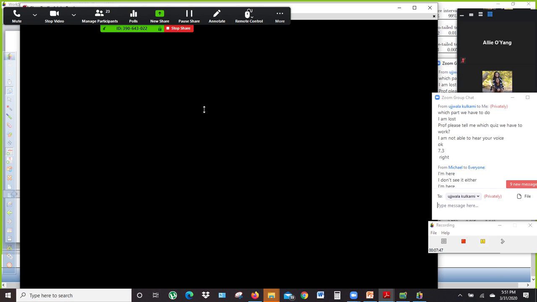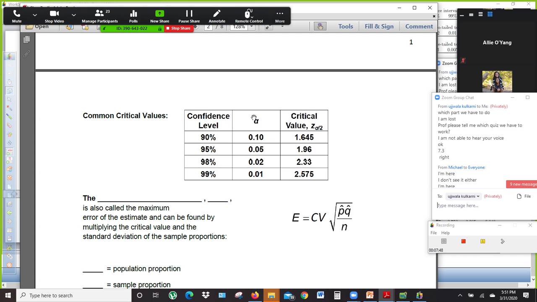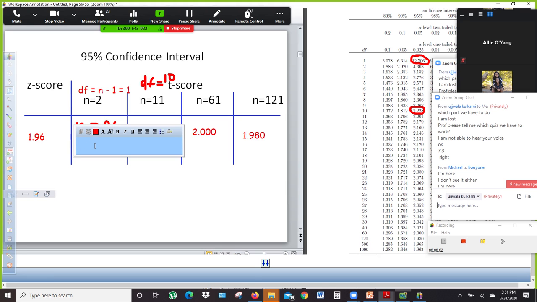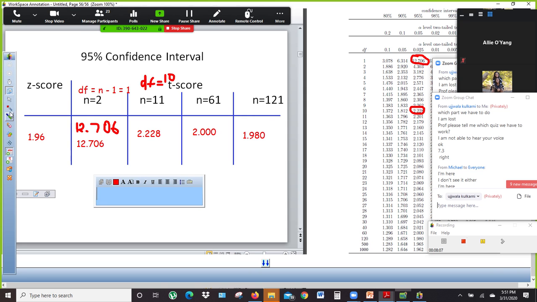It replaces this table here. That's the bottom row of this t-table. So you can just use that instead, because you can use this t-table on the exam. If you look through this, you'll notice 12.706, go ahead and use that instead.